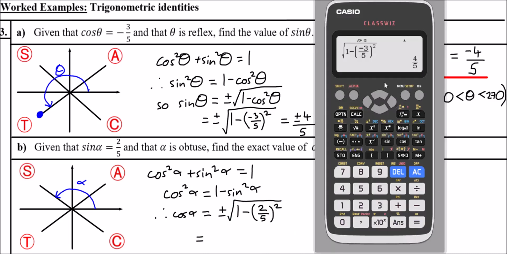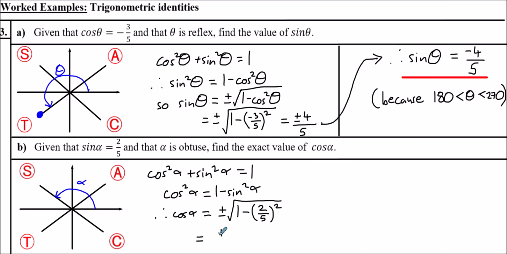But first of all, let's just find the value of this. So minus 2/5 all squared from 1. So that matches. So it's going to be plus or minus root 21 over 5, either plus or minus.